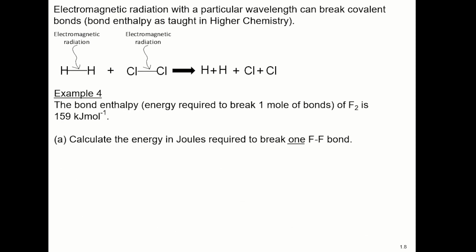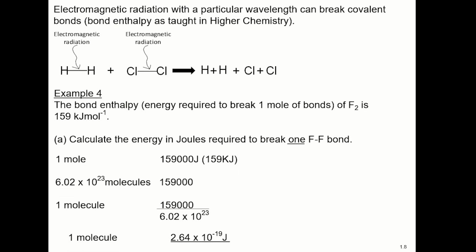This is another example looking at light breaking bonds. So during Higher, we looked at bond enthalpy, we looked at being able to break and make bonds. And what this question is saying is that the bond enthalpy is 159 kilojoules per mole. Calculate the energy in joules required to break one fluorine-fluorine bond. And this is us just having a look at Avogadro just now.